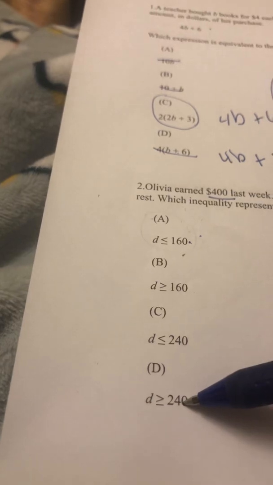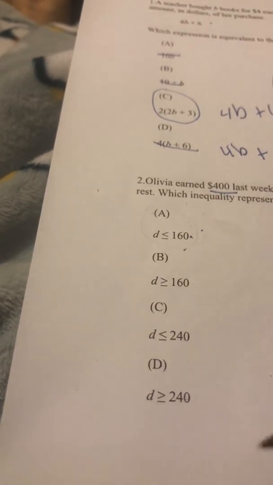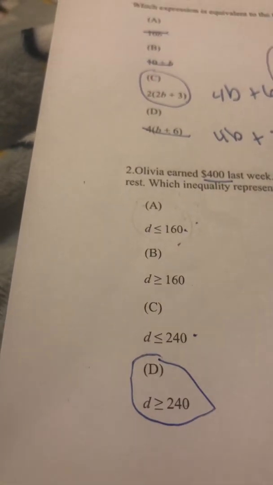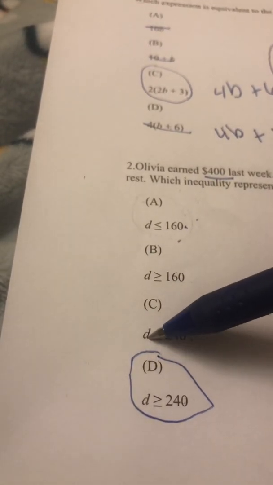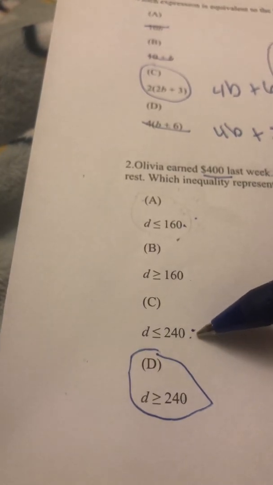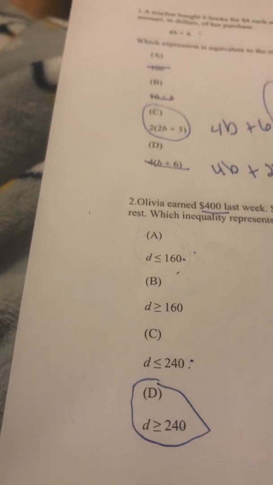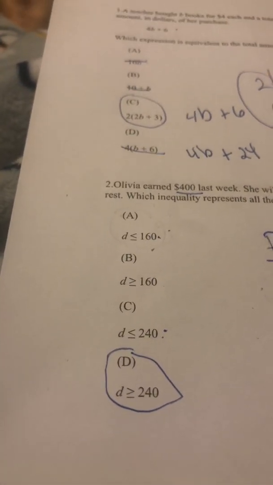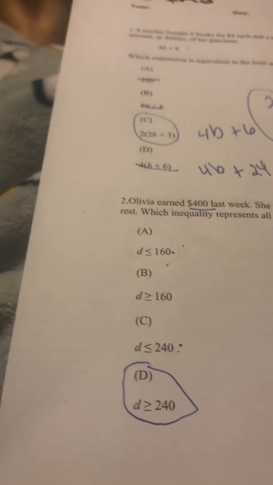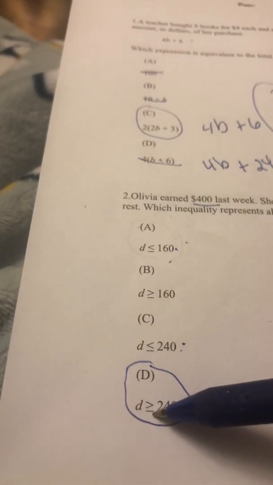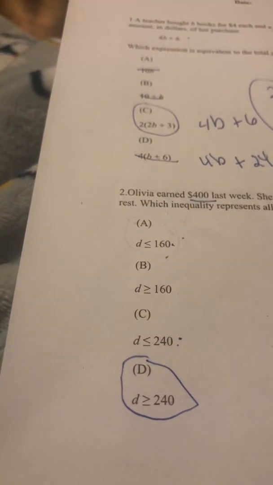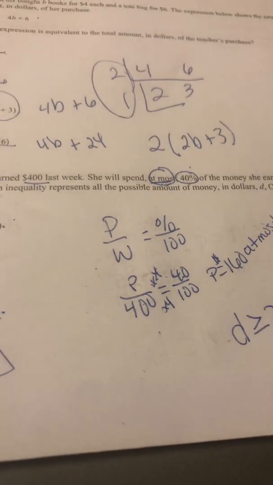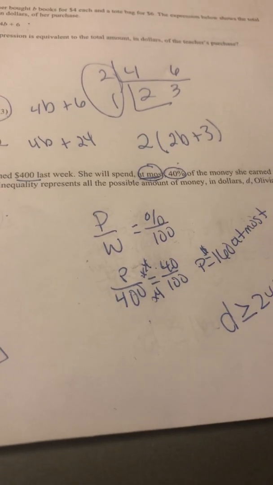So here we are. You know that she's going to save at least $240. This one is saying that she is going to save less than or equal to 240, right? So you got to really watch that. So my answer here is D. She is going to save greater than or equal to $240, okay? And you had to get some percentage work in there also. So I do like that problem because that's a two-parter.